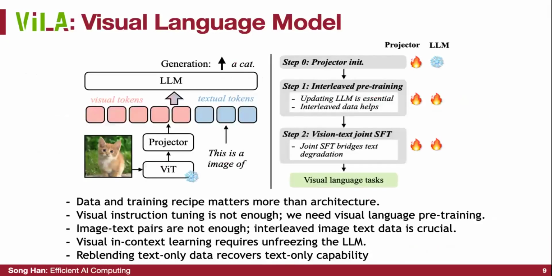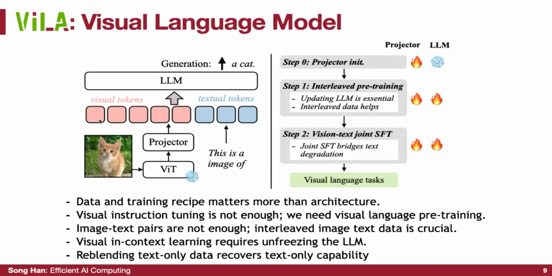So we find that the data and training recipe matters more than the architecture. VILA is using the same architecture as LLaVA, but enabled many more interesting capabilities. For example, we find visual instruction tuning is not enough. We want to do visual language pre-training, to unfreeze the ViT, the projector, and also the LLM. Image-text pairs are not enough, but interleaved image-text data is very crucial.